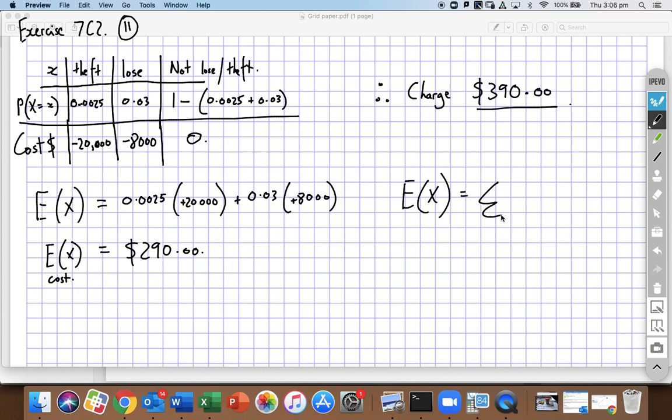We have to sum up all of our values multiplied by their probabilities. Okay, thank you. Yeah, we'll leave it at that. That's fine. Okay.